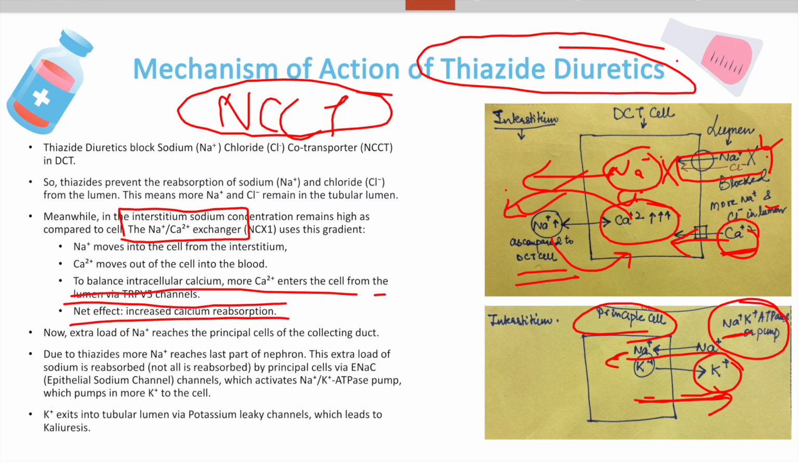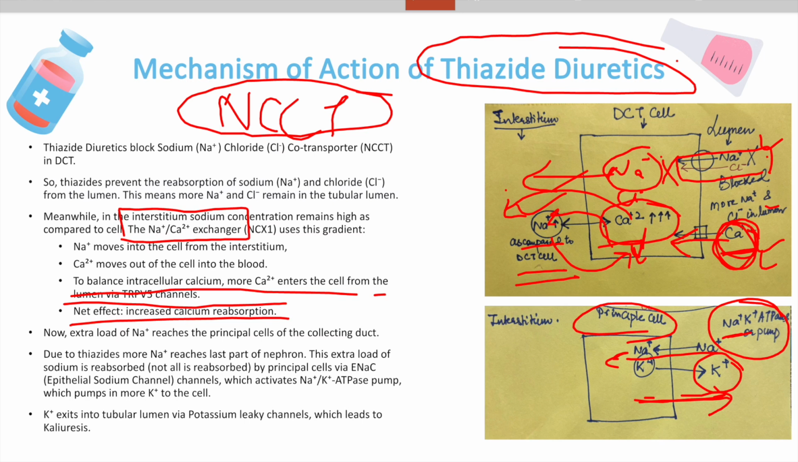So, the sodium chloride cotransporter was blocked. Calcium got reabsorbed via the calcium channels. Calcium moved out of the cell into the interstitium via the sodium calcium exchanger. With the help of this exchanger, the calcium moved out of the cell into the interstitium. Since the sodium calcium exchanger moves calcium out of the cell, inside the cell the calcium level decreases. That is why more and more calcium is reabsorbed through these calcium channels.